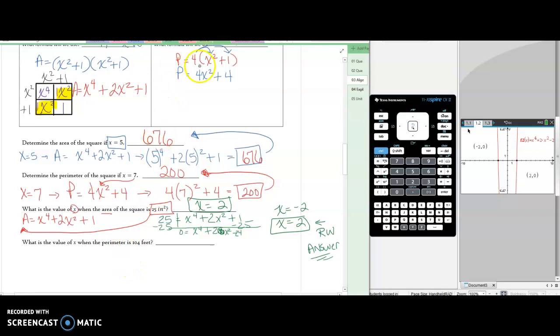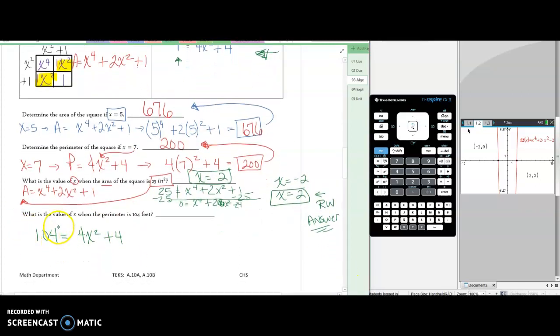All right, so what is the value of x when the perimeter is 104 feet? So now we're going to replace the perimeter, the p, with 104. Now I'm not going to go through this whole step. I'm just going to take this and I'm going to replace this p with 104. So I have 104 equals 4x squared. I'm getting this information from up here, y'all. All right, 4x squared plus 4. Okay, I have to solve for 0, right? I have to make this part over here 0.